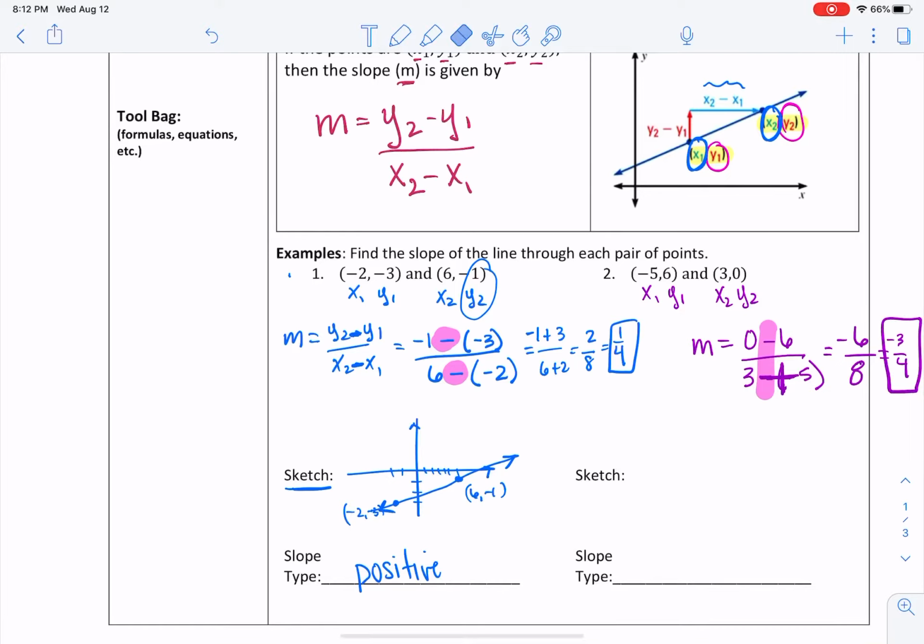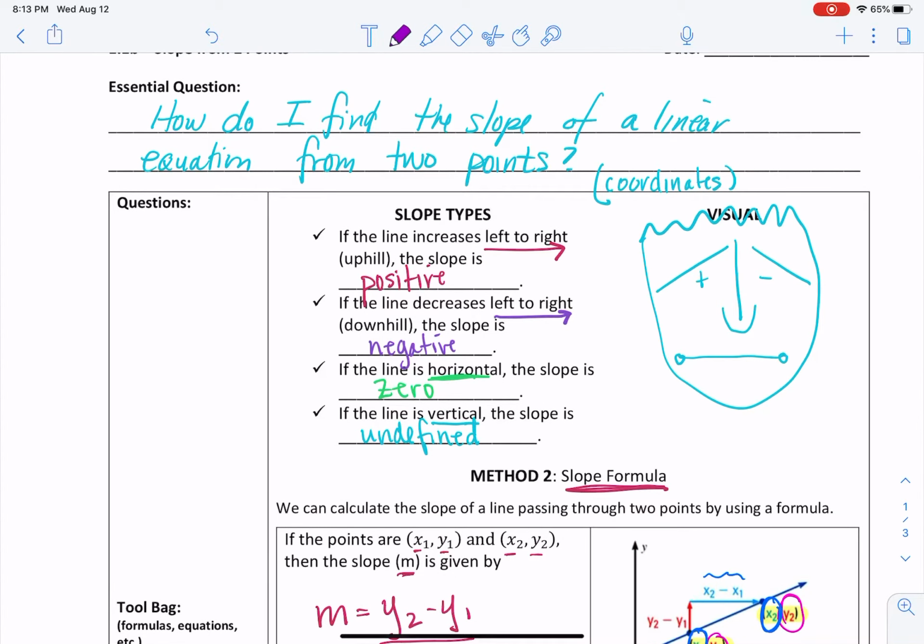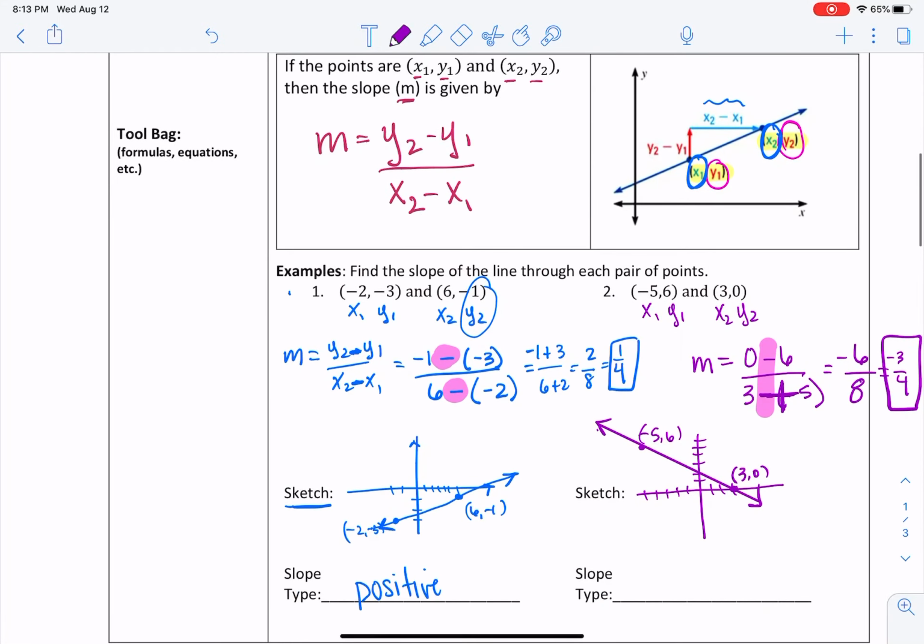So when I sketch it, 1, 2, 3, 4, 5, 1, 2, 3, 4, 5, 6, about right there. And 1, 2, 3, up or down 0. So this line looks like that, give or take. This is -5, 6. This one is 3, 0. What kind of slope is that? If we go back and look at our slope dude, it looks like this, which is negative.